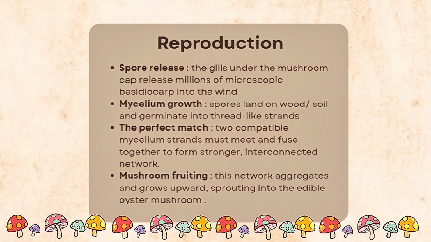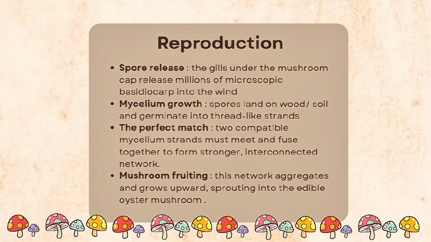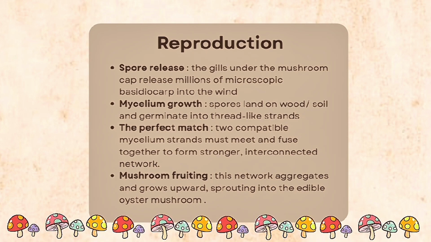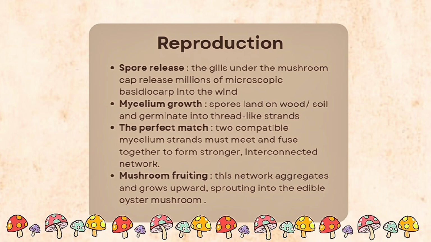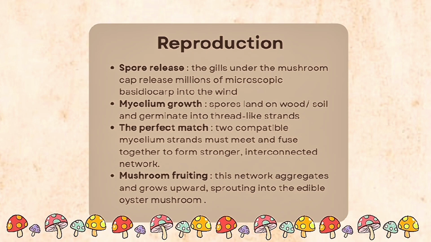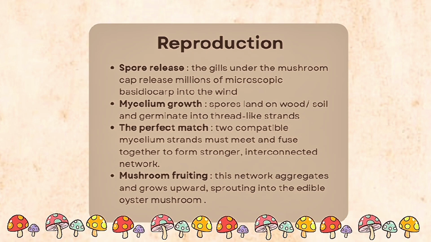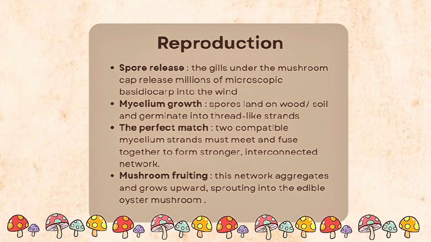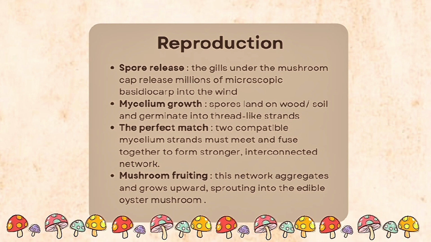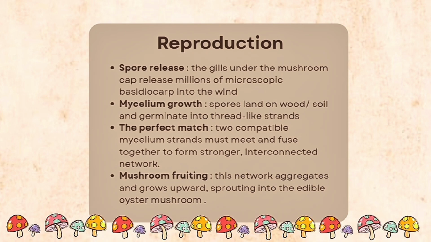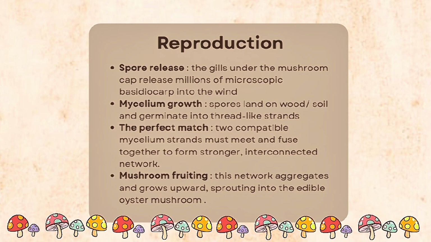Next, the life cycle continues with several important stages. First, the gills under the mushroom cap release millions of microscopic basidiospores into the wind. Next, the spores land on wood or soil and germinate into thread-like strands called mycelium. Then, two compatible mycelium strands meet and fuse together to form a stronger interconnected network. Finally, this network aggregates and grows upward, sprouting into the edible oyster mushroom. The cycle then repeats when the mature mushroom releases new spores.